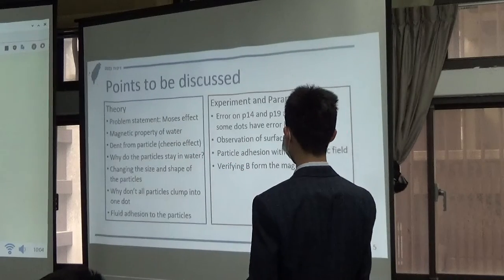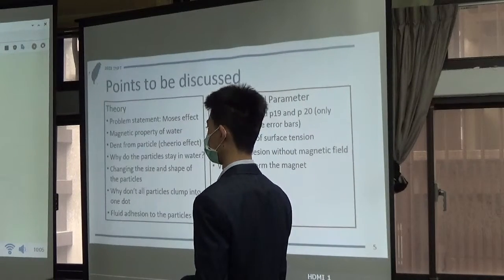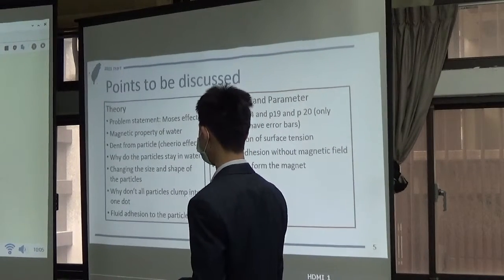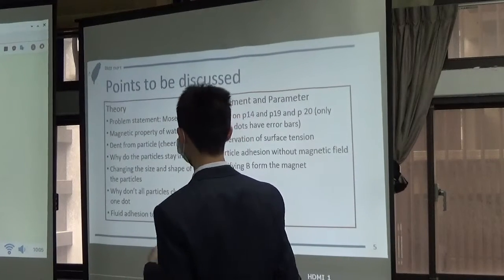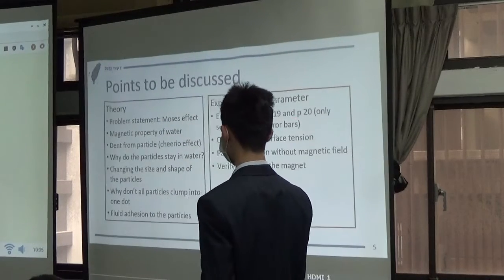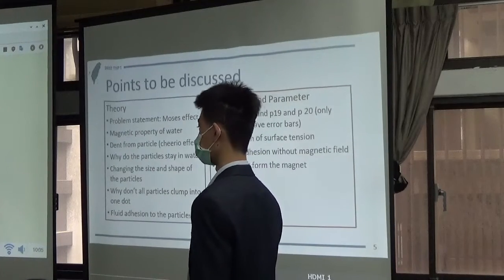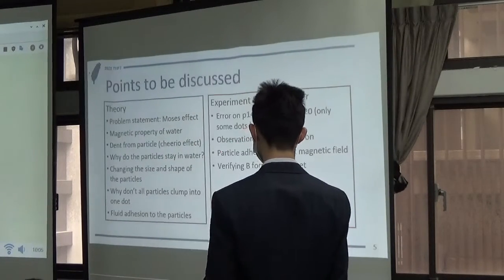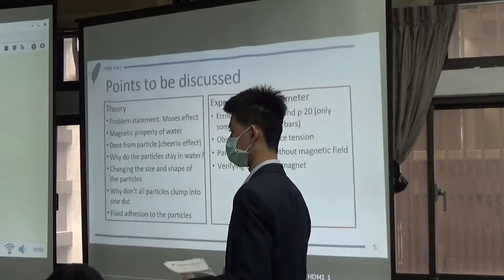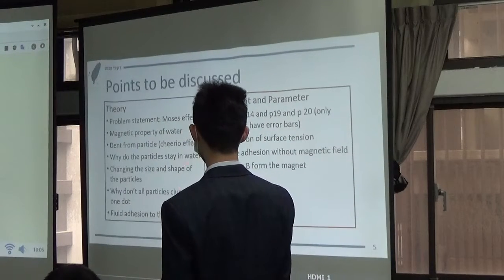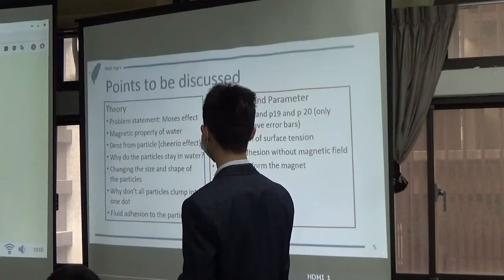And for the experiment parameters, we would like to focus on the error on page 14 and page 20. And we would like to hear the reporters' thoughts on possible alternative explanations for the error. And we would also like to discuss the importance of the observation of surface tension, which the reporter said is very difficult to observe because the particle is very, very small. And we'd like to discuss whether the reporter observed particle adhesion without the applied magnetic field. And we would also like to discuss if the reporter verified the magnetic field from the magnet.